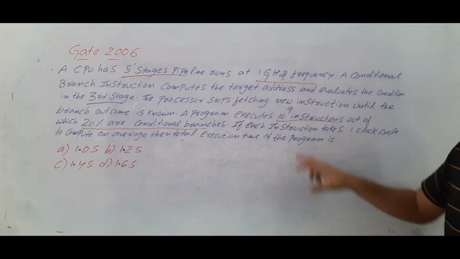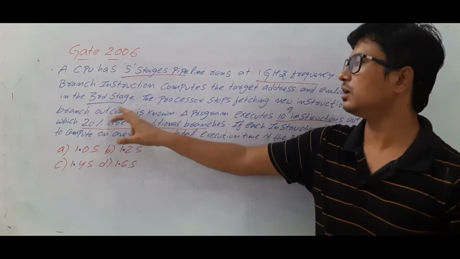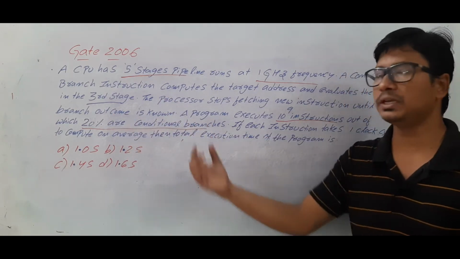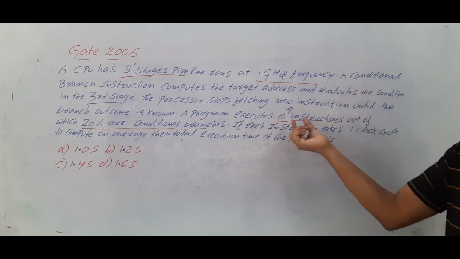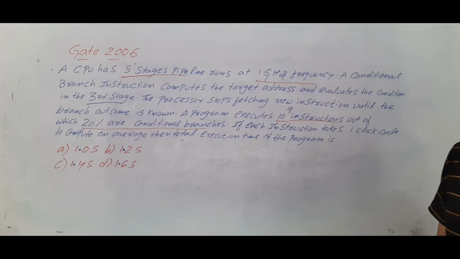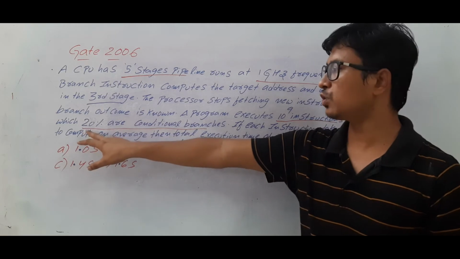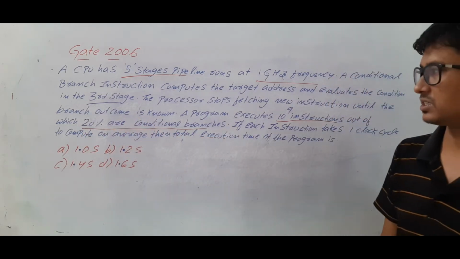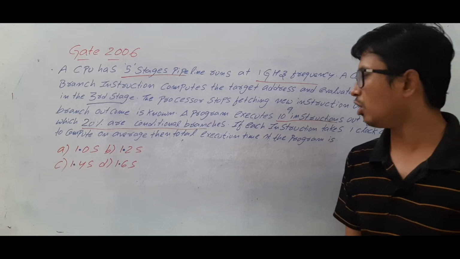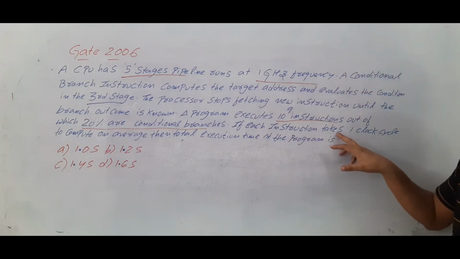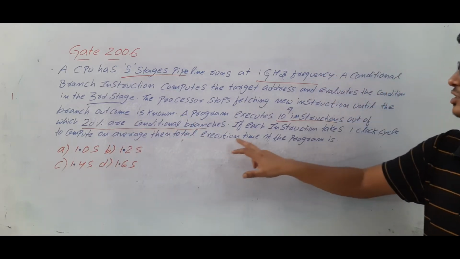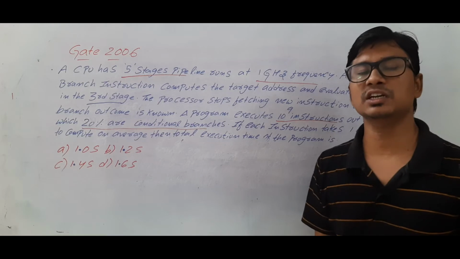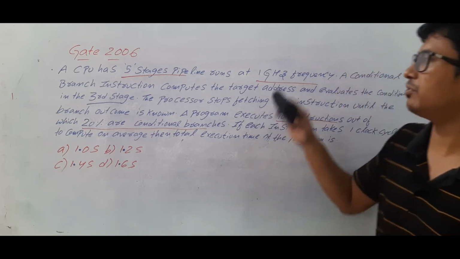The processor stops fetching new instructions until the branch outcome is known. What is the meaning? They are using the delayed branching technique. A program executes 10 power 9 instructions, out of which 20% are conditional branch instructions, and the remaining 80% are normal instructions. If each instruction takes 1 clock cycle to compute on average, then the total execution time of the program is asked.